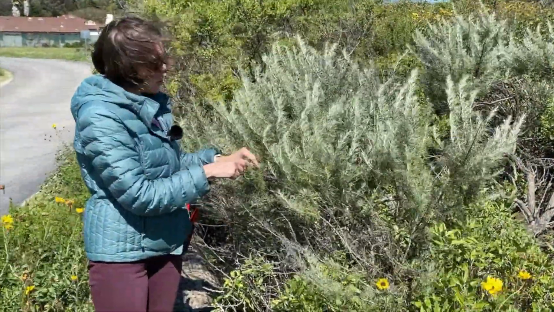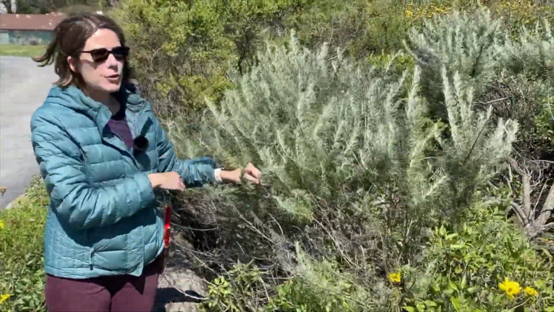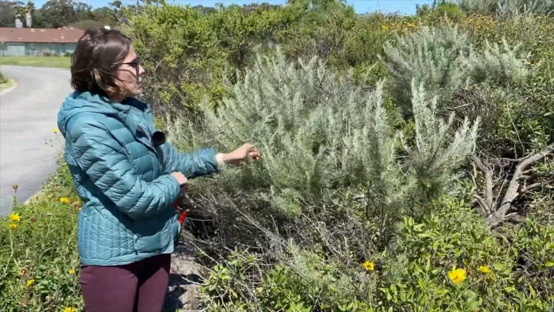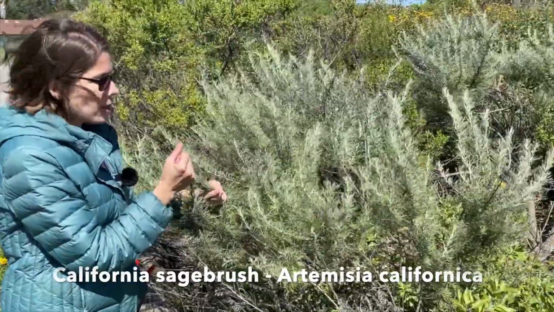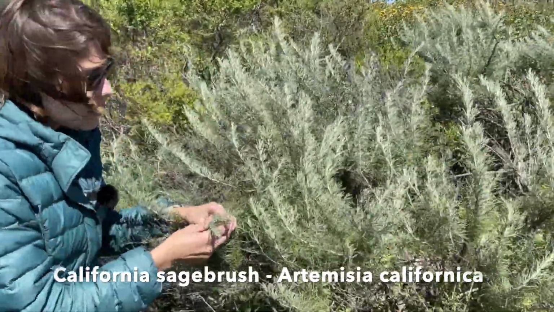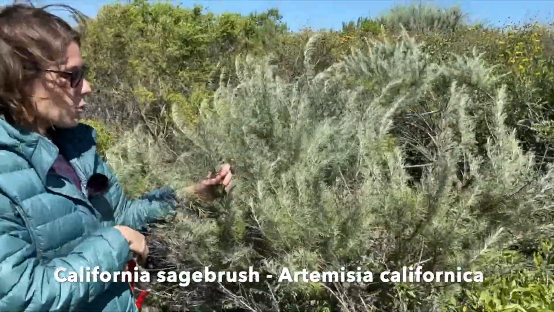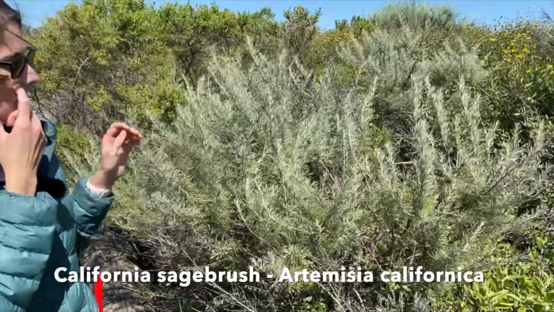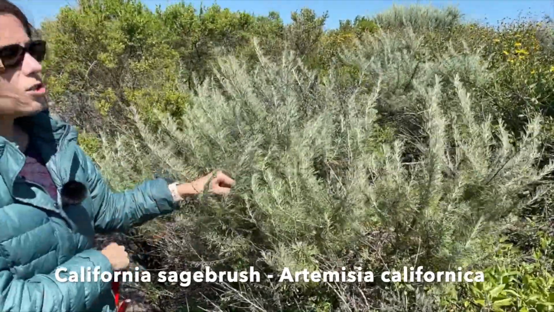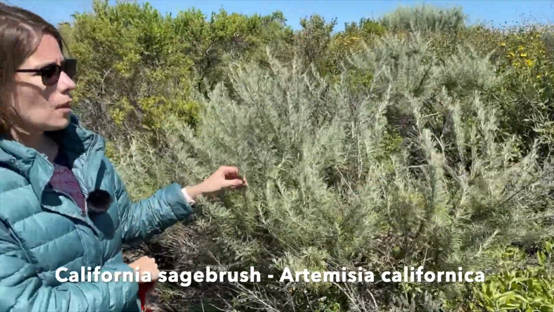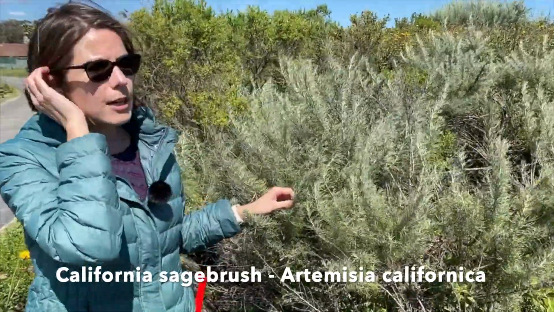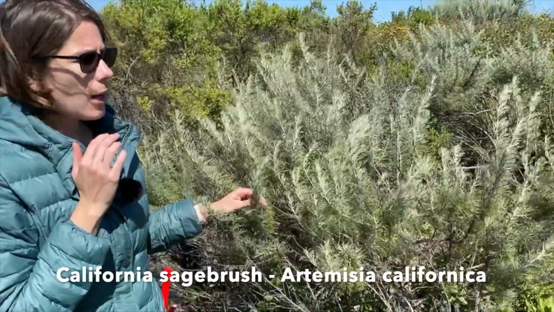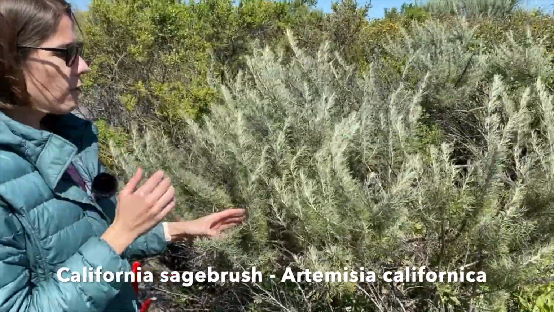Okay, so our next plant is the California sagebrush. It's this gray looking plant here, and I wish that you could smell it because it smells a lot like sage, which is how it gets its name. California sagebrush is in the genus Artemisia, and the specific epithet is californica. So Artemisia californica is the scientific name of this plant.